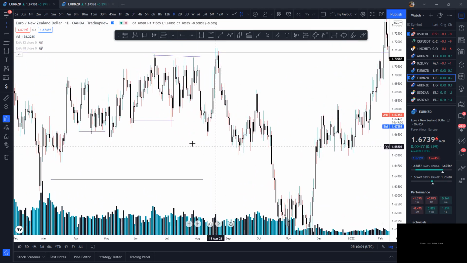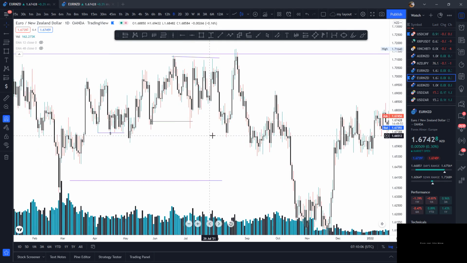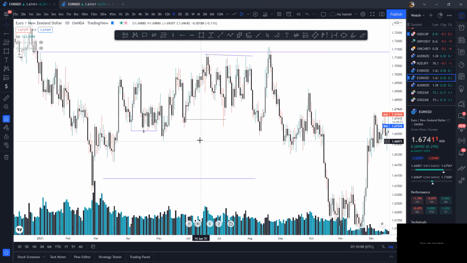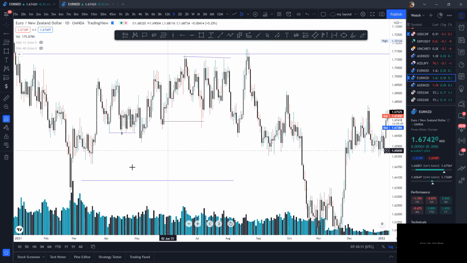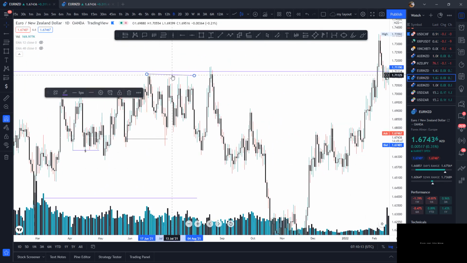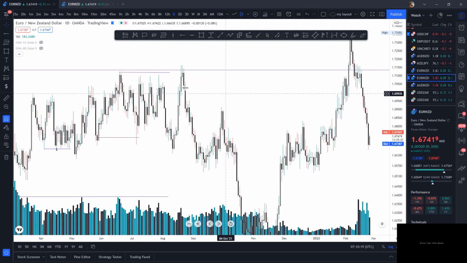And it happens on every time frame. You can find them on lower time frame or higher time frame. When you get them on higher time frame, it's a plus for you. Okay, so this is it.